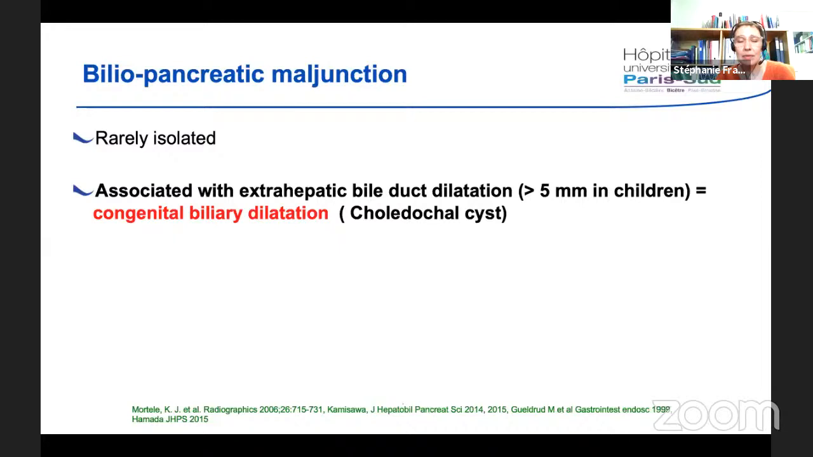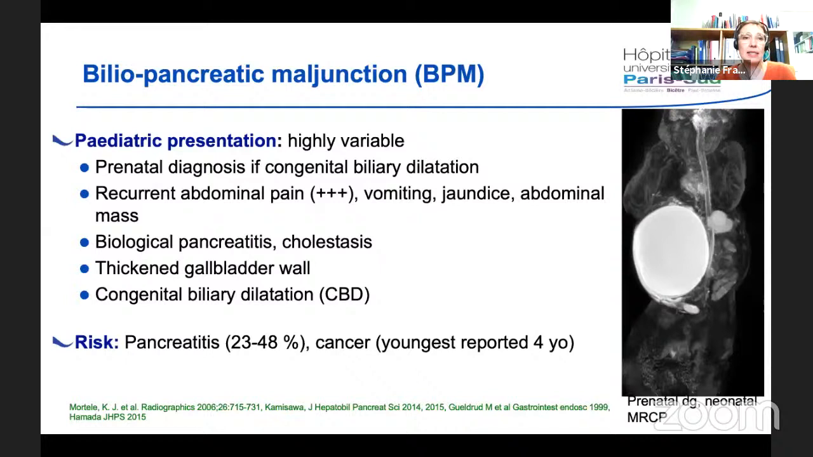So what is the problem with this is that there are consequences. The pediatric presentation is highly variable. You can have a prenatal diagnosis when there is a huge dilatation. You may have recurrent abdominal pain, vomiting, jaundice, abdominal mass, biological pancreatitis, cholestasis. Some people may present only with a thickened gallbladder wall, and you may have, of course, a congenital biliary dilatation. The risk is the presence of pancreatitis that may be very severe, and the development of cancers, especially cholangiocarcinoma, mostly in young adults, but the youngest case is 4 years old.